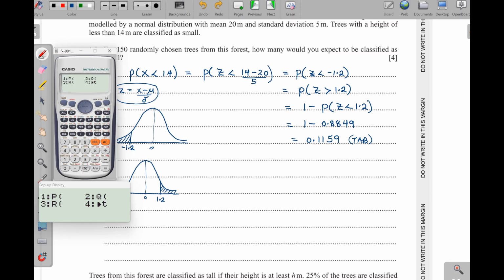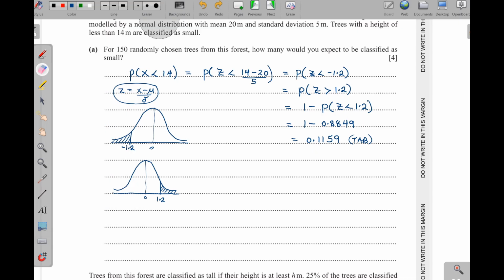So this one is for less than, I'll pick P, which is option 1, and then I'll put that negative 1.2. Just put it as it is. You see, the answer we are getting is 0.11507, but to 4 decimal places the calculator gives 0.1151. By the way, pardon me here, this one has to be 51, not 59.